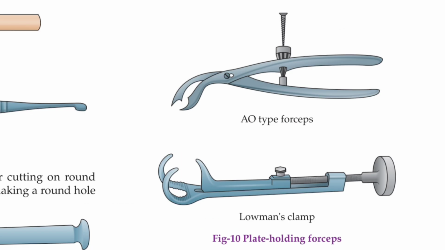Next, okay, this is the plate holding forceps. Okay, plate holding forceps means once the fracture is reduced, you will use a plate and screws. Okay, this type of forceps holds the plate. Okay.